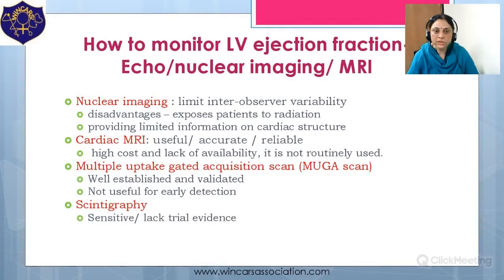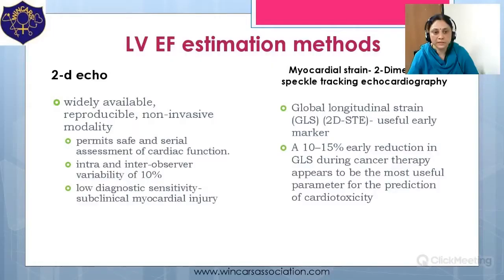Nuclear imaging, though it has the advantage of limited inter-observer variability, has the disadvantage of exposing the patients to further radiation, and there is limited information regarding the cardiac structure. Cardiac MRI, though it is useful, accurate, and reliable, is not routinely used because of its high cost and lack of availability. Hence, it is 2D echocardiography and myocardial strain, that is, two-dimensional speckle tracking echocardiography, which should be used for LV ejection fraction in monitoring these patients on chemotherapy.